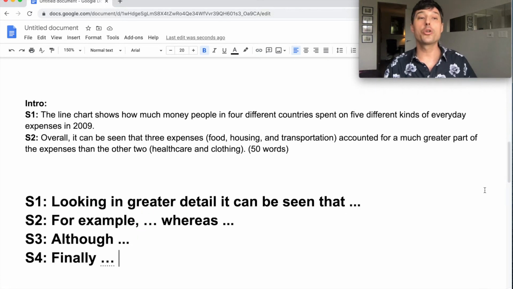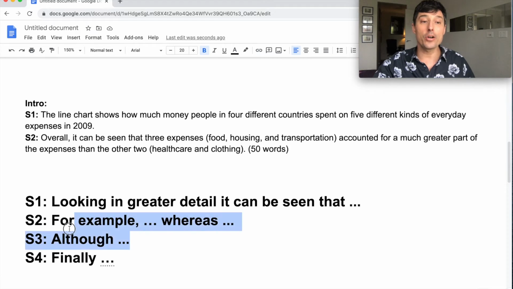Okay, so I've reduced the size of the intro and I've begun the body paragraph or the details in comparison with the linking language. So I've just put the linking language in there to give me some ideas to help me get started. I've said, looking in greater detail, it can be seen that, for example, whereas, although, and finally. And you can see that those middle two paragraphs are comparisons which are taking care of part of the question.